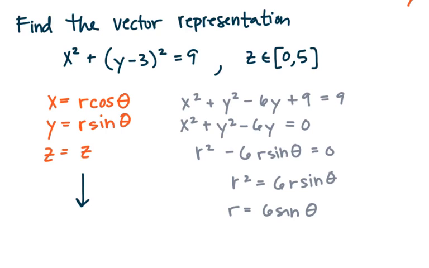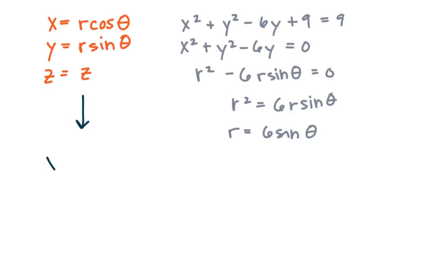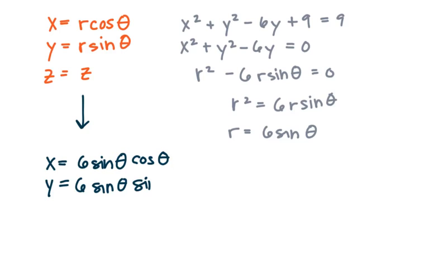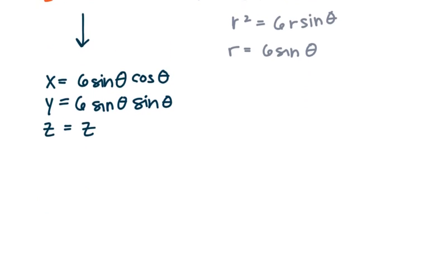So the way I had originally parametrized this, I can now rewrite that. That's x equals 6 sine theta cosine theta. Y equals 6 sine theta sine theta. And z equals z. So what you notice here is I only have 2 variables in my parameterization. Up here I had 3 variables, which made it harder for us to think about. So let's write our solution.